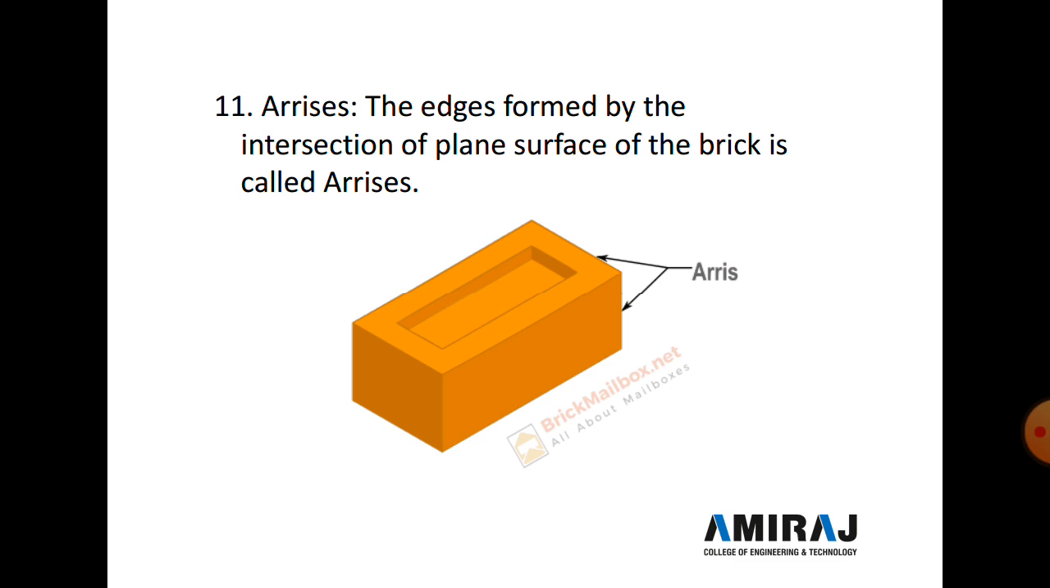Now next is an arris. Arris is an edge formed by the intersection of the plane surfaces of the brick. So it's a corner part of the brickwork. Brick edges are called an arris.